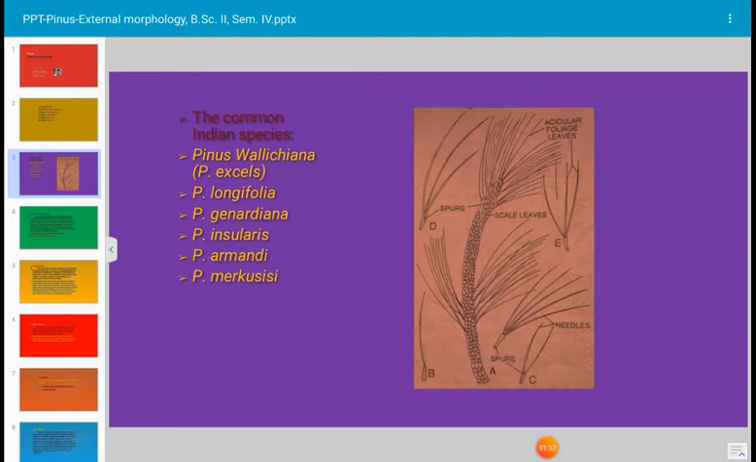The common species of Pinus which occur in India are Pinus wallichiana, also called Pinus excelsa, Pinus longifolia, and another species, that is Pinus gerardiana, Pinus insularis, Pinus armandi and Pinus merkusii. These are the Pinus species which occur in India at several places.